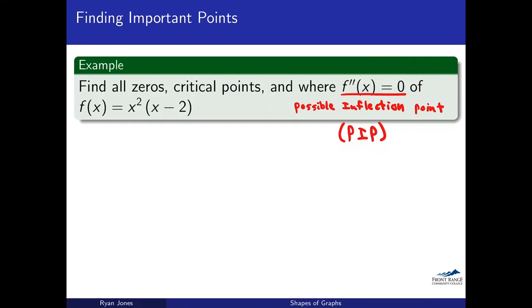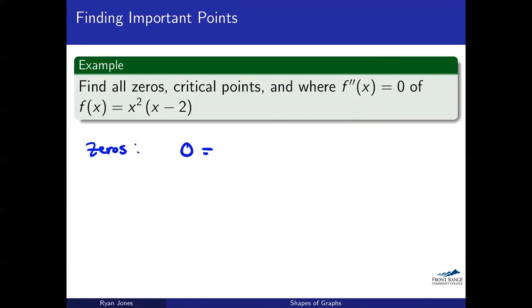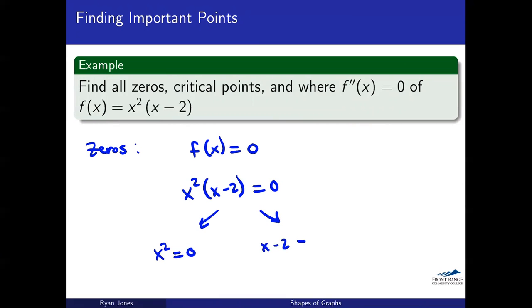Great. So let's start right off here. I'll give us a new slide, a nice clean slate to work with. If I want to find zeros, I'm going to set f of x equal to 0. Well, my function is x squared times x minus 2 equals 0. So I split this up into x squared equals 0 and x minus 2 equals 0. I get x equals 0, and I get x equals 2.